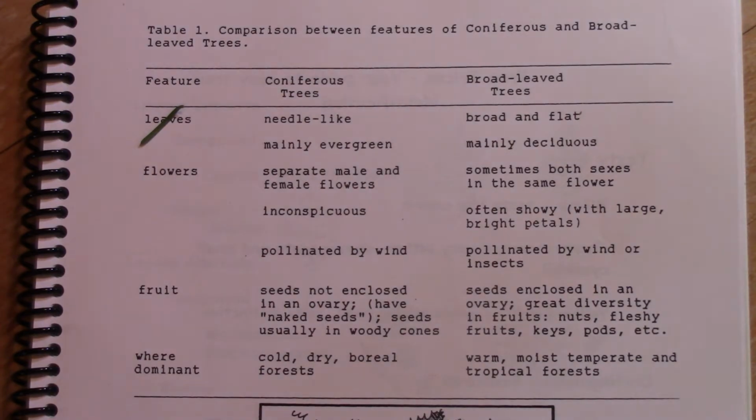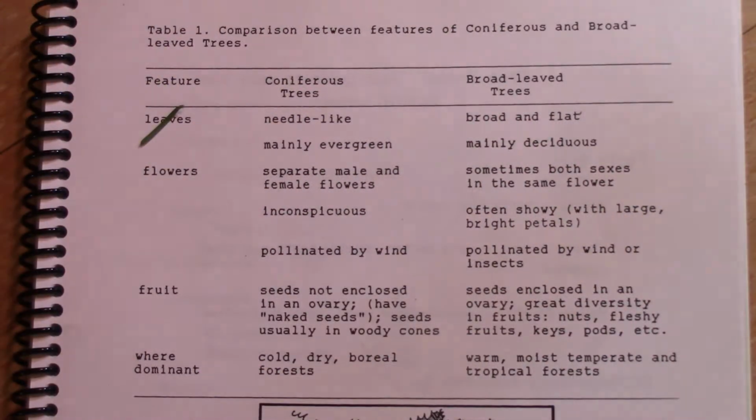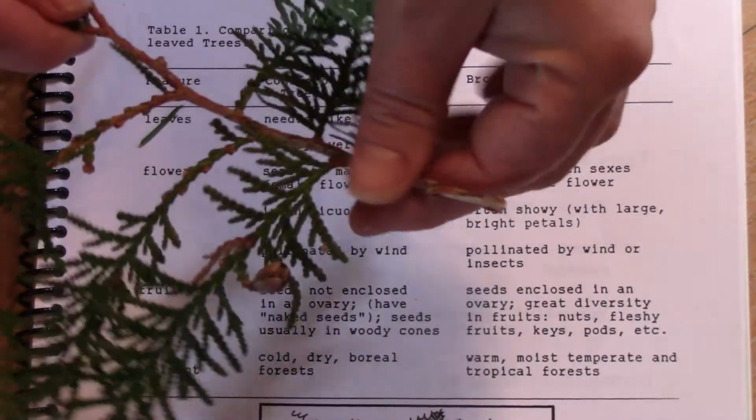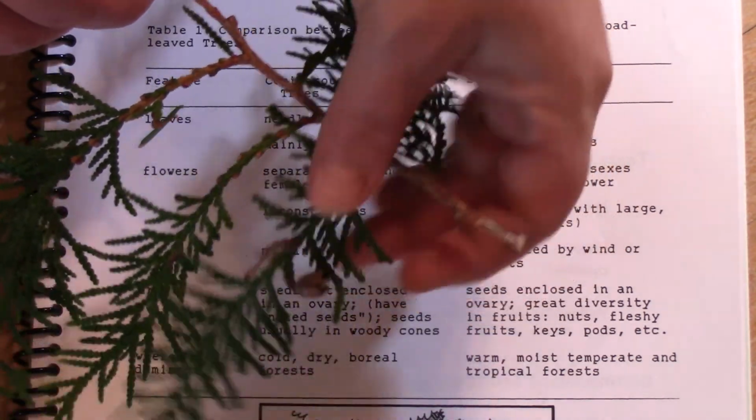The other neat thing about the conifers is they all have cones. So I've got a twig with a cedar cone here. That's what a cone looks like on a cedar tree.